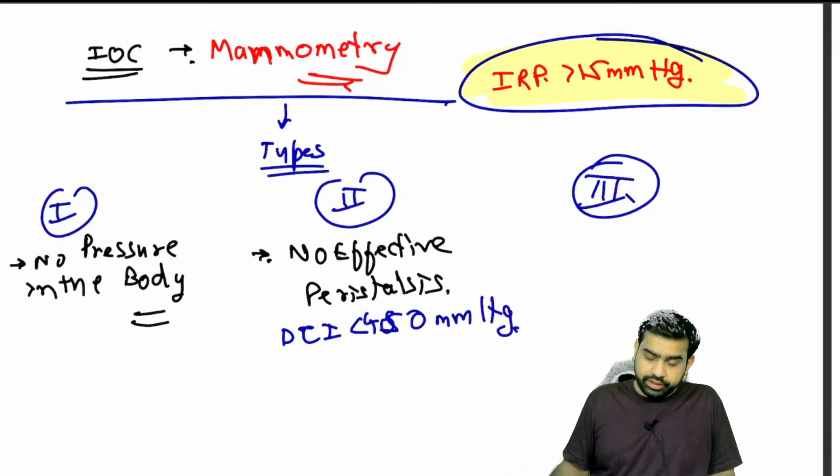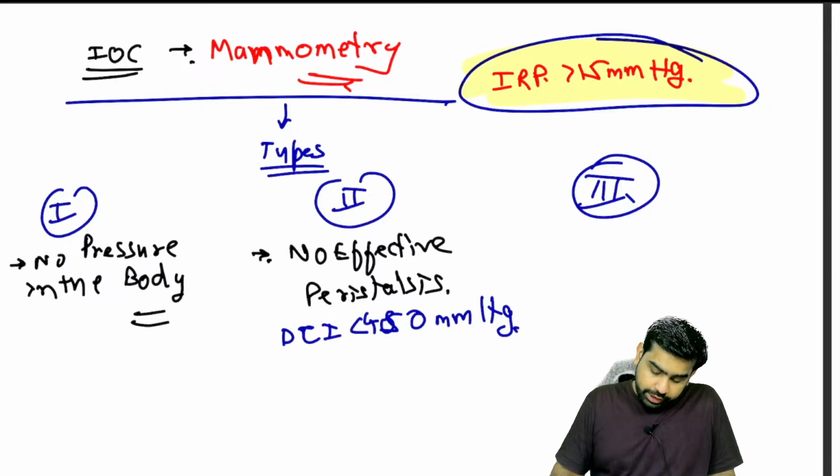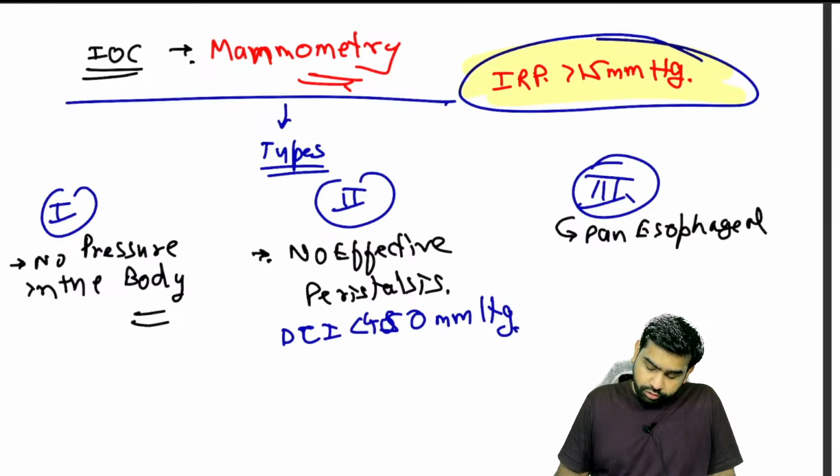But type 3 is also called high pressure achalasia. So here in type 3, there is a pan-esophageal contraction.